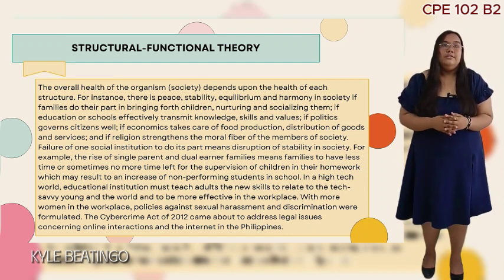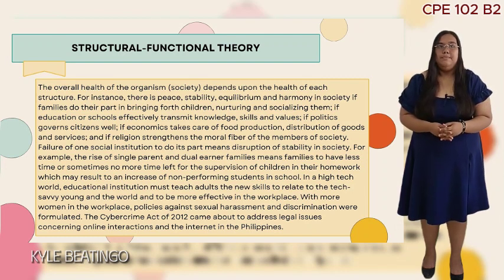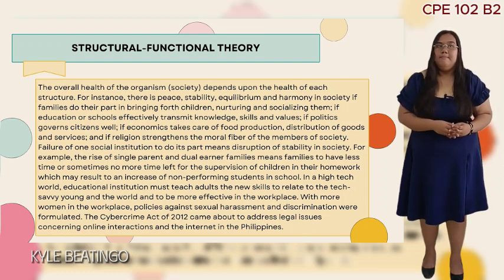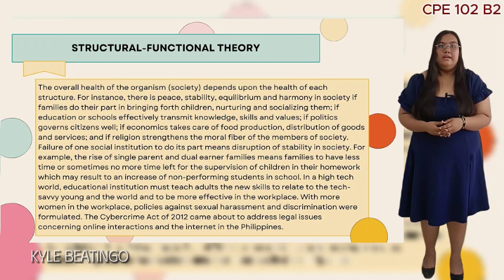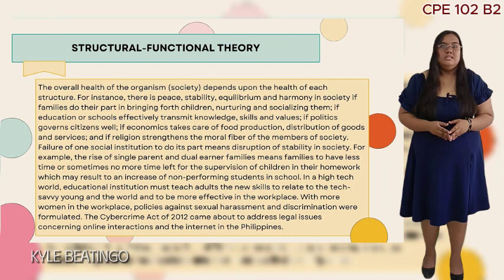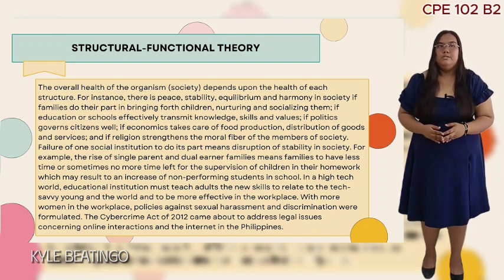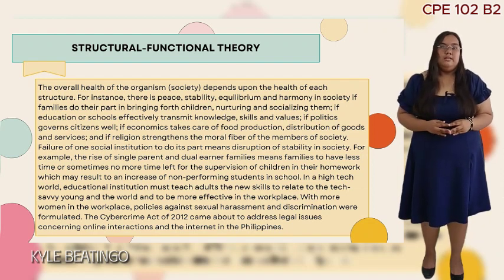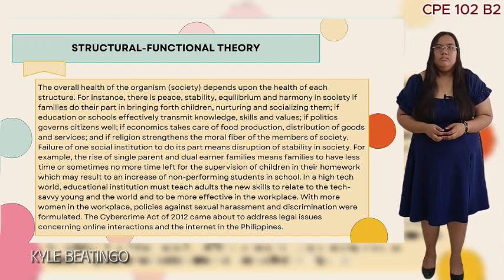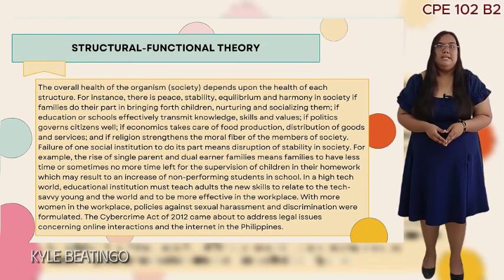For instance, there is peace, stability, equilibrium, and harmony in society if families do their part in bringing forth children, nurturing and socializing them, if education or schools effectively transmit knowledge, skills, and values, if politics governs citizens well, if economics takes care of food production and distribution of goods and services, and if religion strengthens the moral fiber of the members of society. Failure of one social institution to do its part means disruption of stability in society.